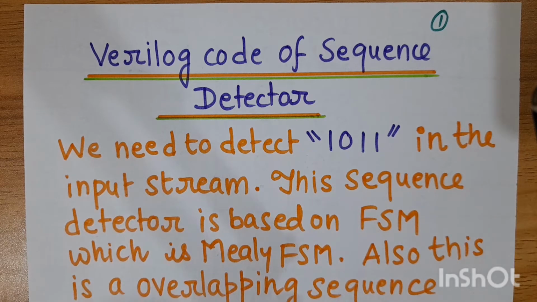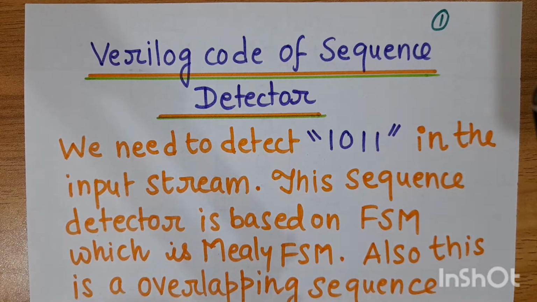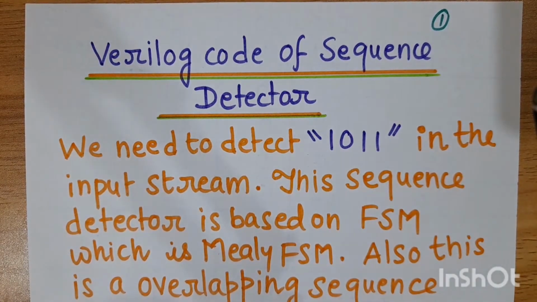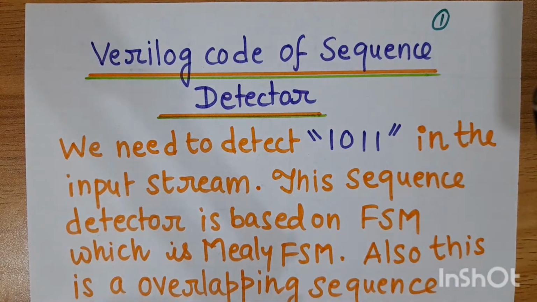Today, what I am going to do? I am going to write the Verilog code of a sequence detector. Now, what we need to detect? We need to detect a pattern and the pattern is 1011. And where I have to detect? I have to detect the pattern 1011 in the input stream of data.